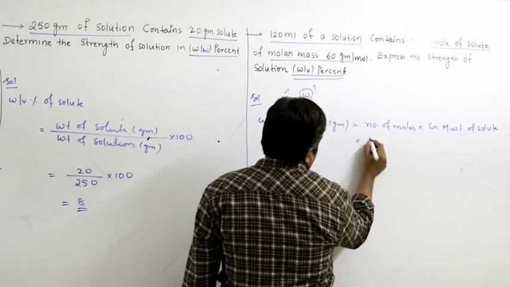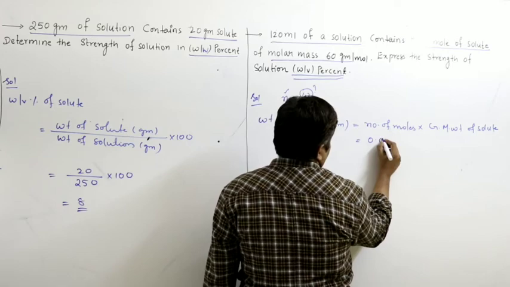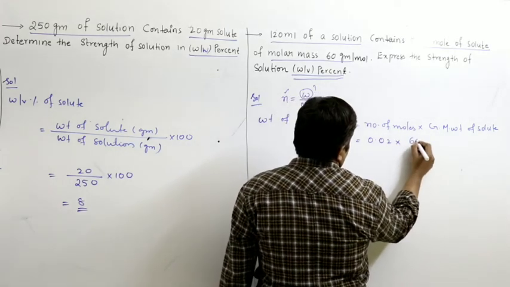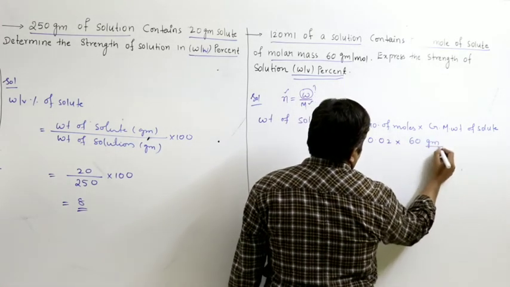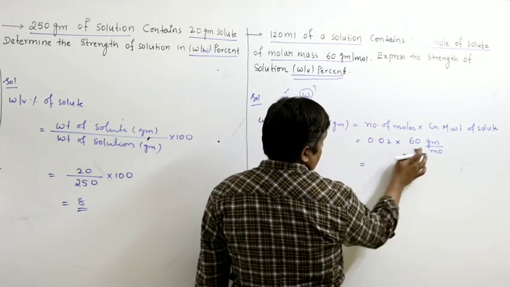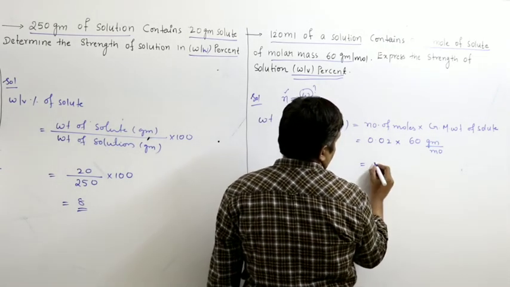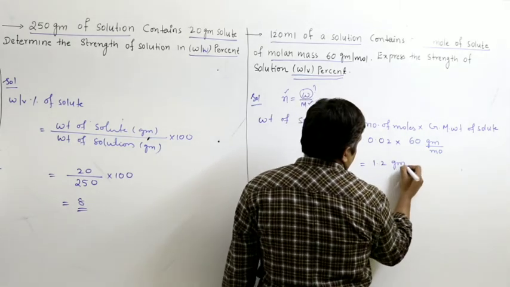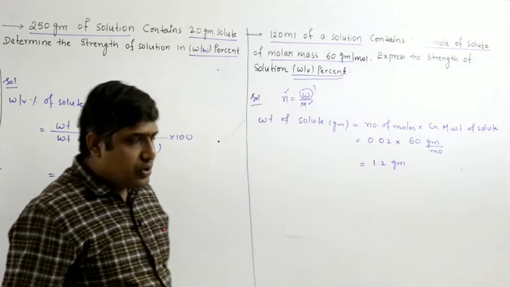So the number of moles is 0.02, and the gram molecular weight is 60 grams per mole. So 0.02 times 60 gives 1.2 grams. This is the weight of solute.